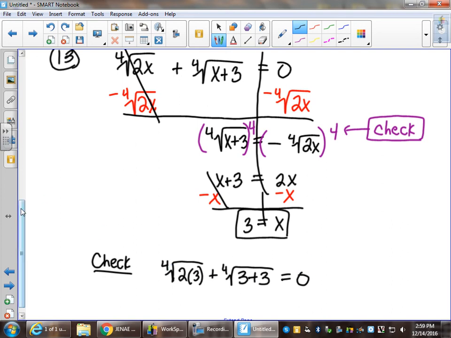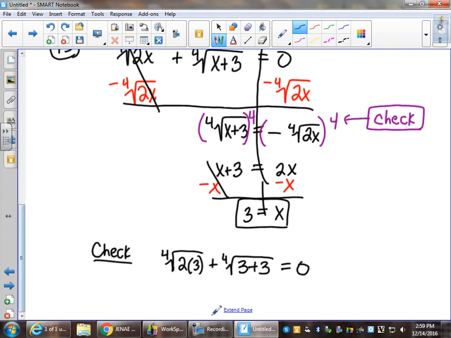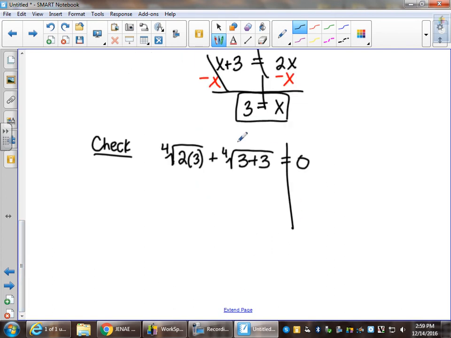Let's see what we get. Again, double check. Did you plug in x correctly? Fourth root of 2 times 3, that's good. Plus fourth root of 3 plus 3. Yep, we wrote it properly. And now let's do it. This becomes the fourth root of 6 plus the fourth root of 6 equals 0. That becomes 2 fourth root of 6 equals 0. That is false.